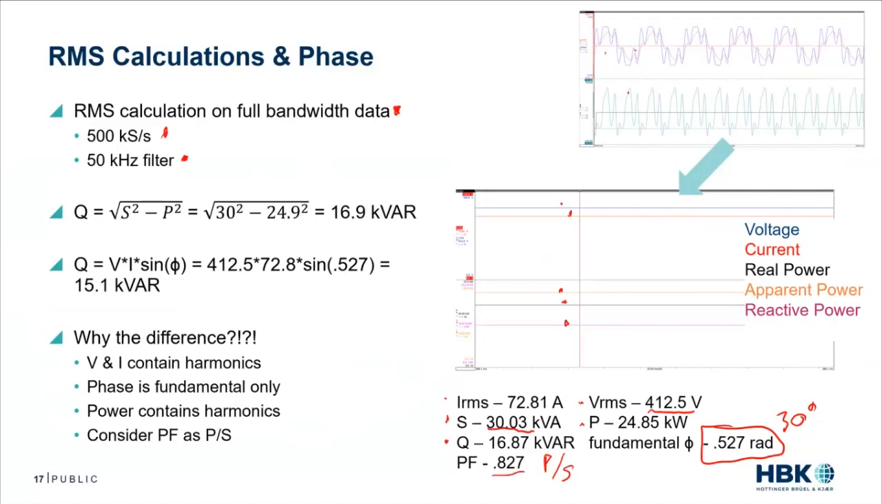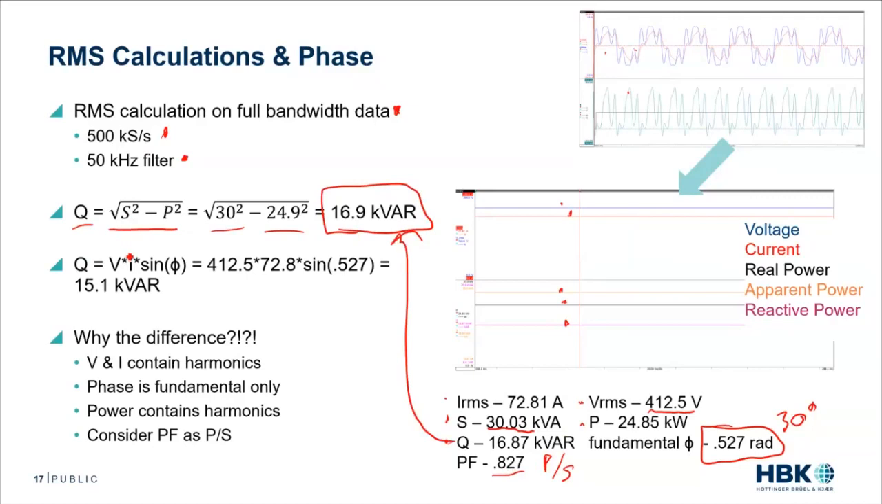So we have reactive power is the root of S squared minus P squared. Straightforward enough. So we have 30 squared minus 24.9 squared. We get 16.9 kVAR. That's that same number I have here. Cool. That works.